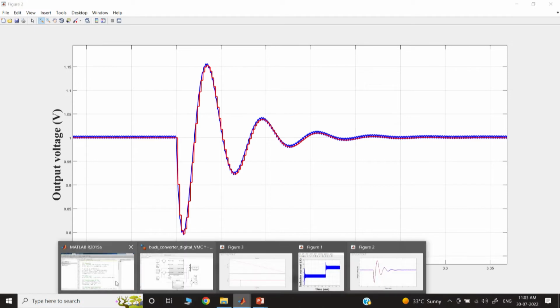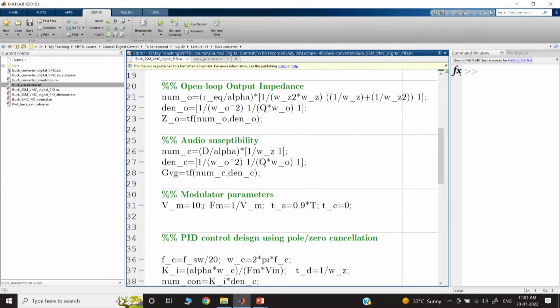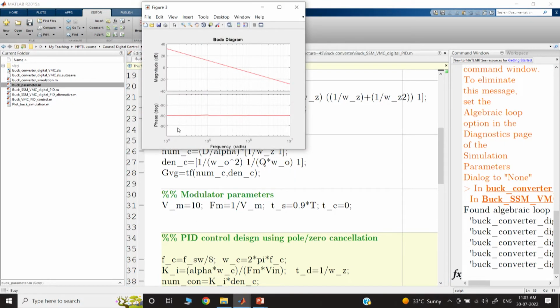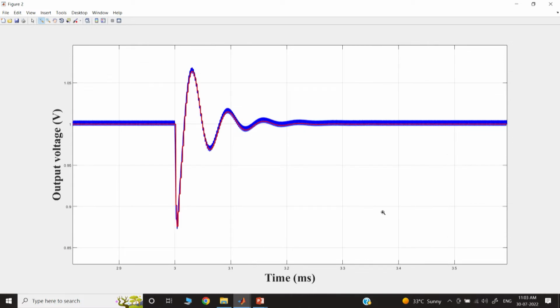So, if we want to get a better response, one way is to increase the crossover frequency, instead of 1/20th, let us say 1/8 of this, and if we again run this simulation, we will see that it is somewhat better because we want to reduce the overshoot and undershoot. But we have discussed that beyond that, 1/8 or even 1/10 will be the good choice. The model validation comes into picture, which we have discussed in our earlier course. So, we do not want to design using small signal based models beyond this bandwidth.